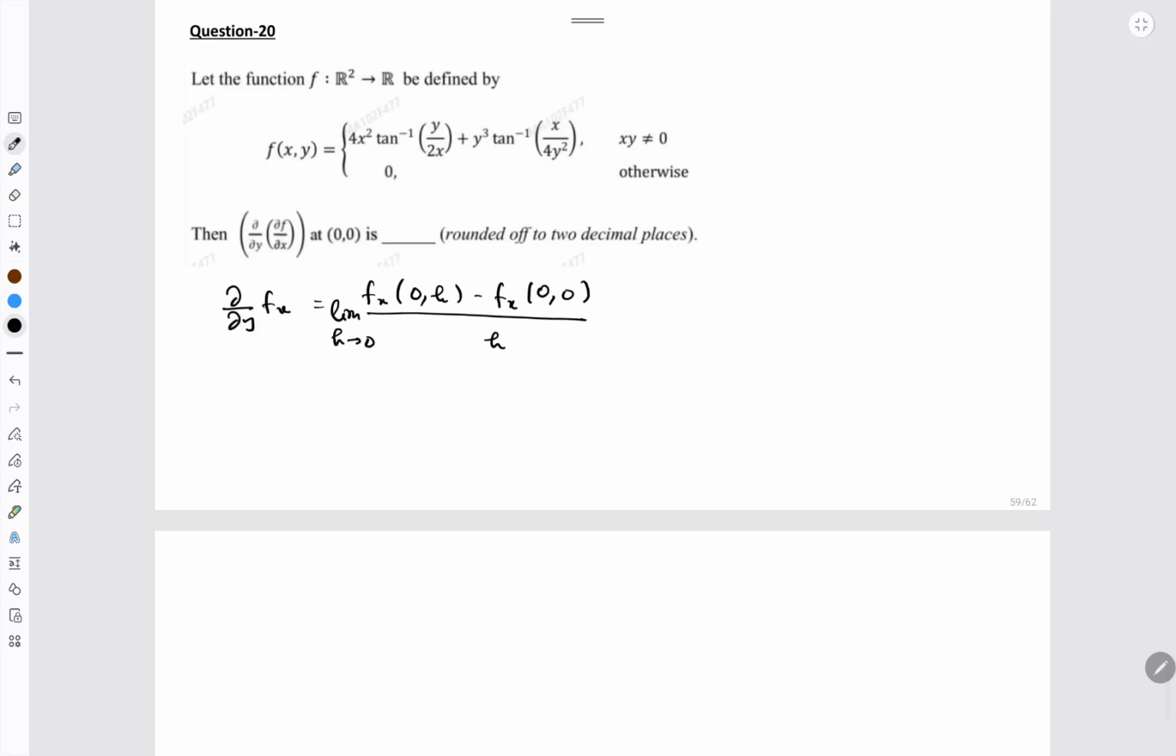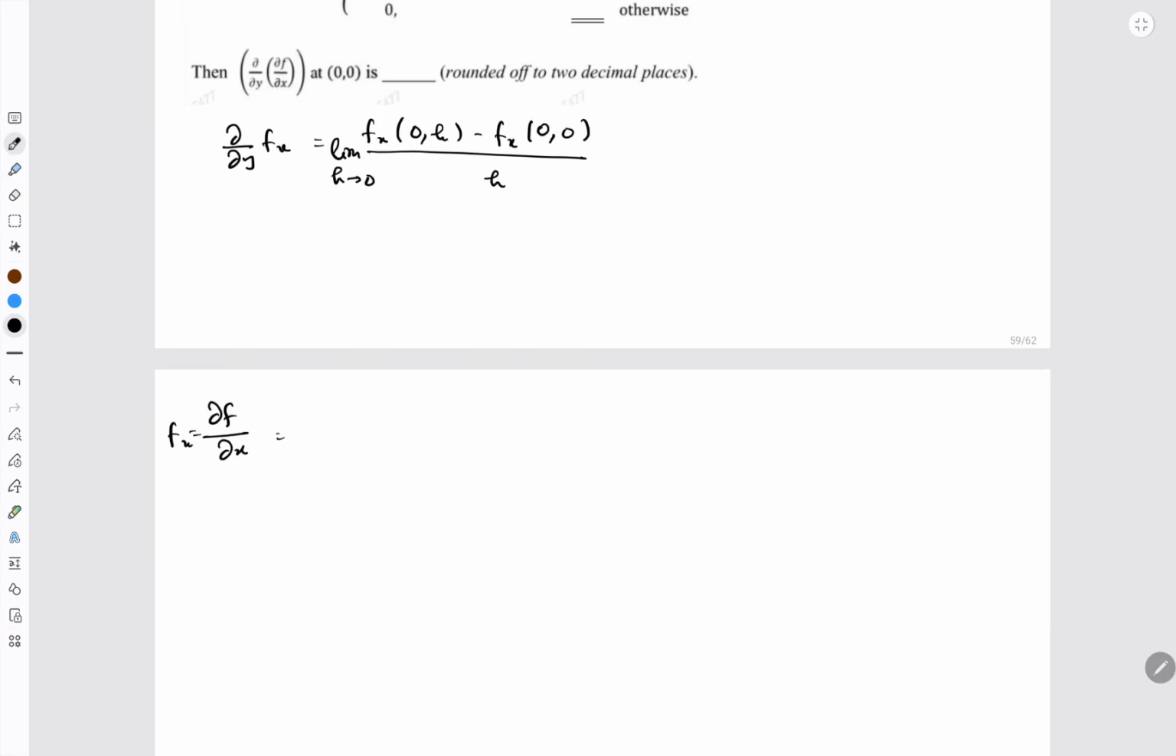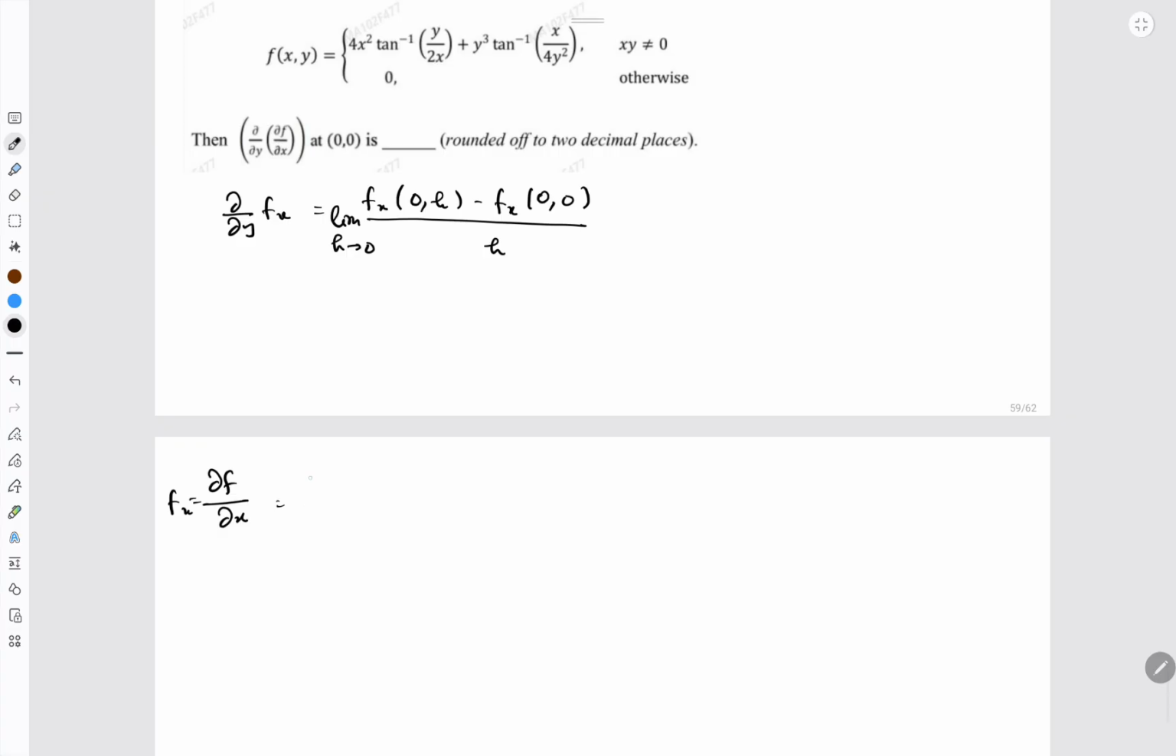So fx we can actually find out using the similar method, or we can directly take the derivative, right? So if I take the derivative, fx is this. That will be a little time taking, but it is an easier method, trust me, because if I find this thing separately, then it will be a little challenging in this approach of writing limit. So let's first take the derivative with respect to x. So 4x square gives 8x tan inverse y by 2x, plus 4x square multiplied by 1 plus y square.